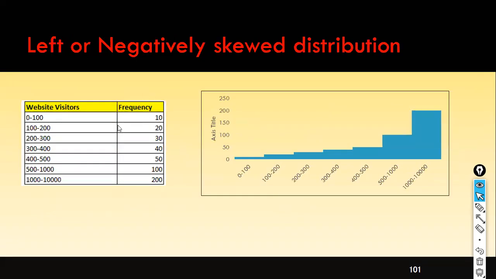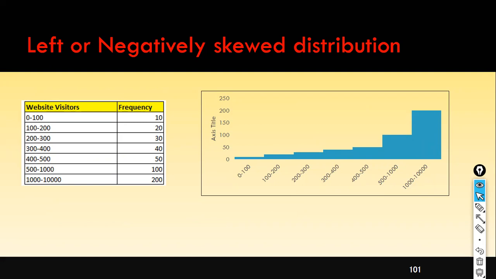So this is the data set, okay? Website visitors and frequency. When I plotted this data in my chart, I can see that this is a left skewed distribution, left skewed data. The data is skewed on the left side. Okay, in this case, website visitors. Yes, the website visitors, we are seeing it here.